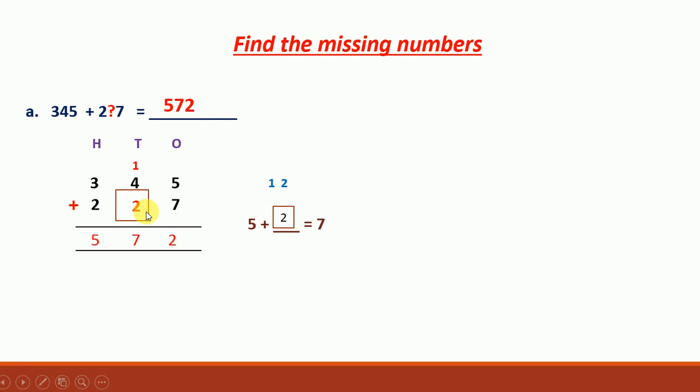Okay, now you can also check the hundreds place. In the hundreds place we have 300 and 200. Add these two numbers. 3 plus 2 is 5. So in your answer also you are getting 5 hundreds, isn't it? So this way we have to find the missing numbers.